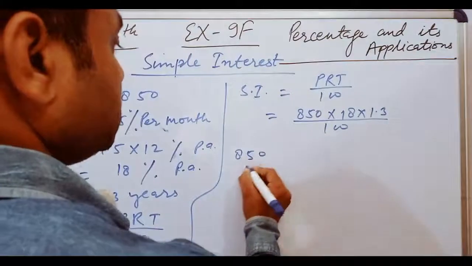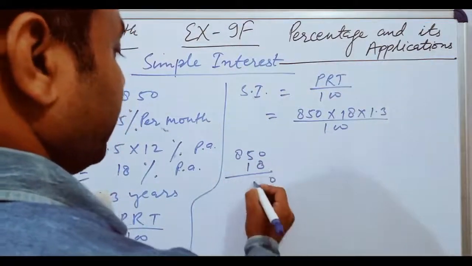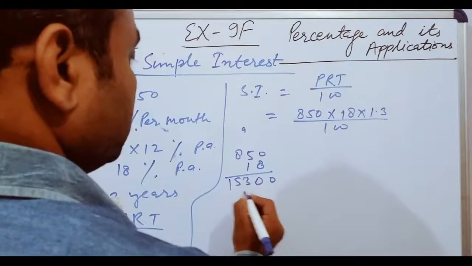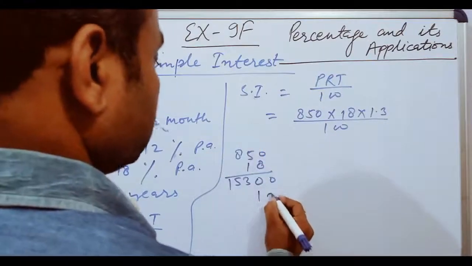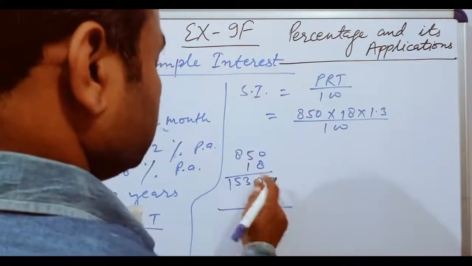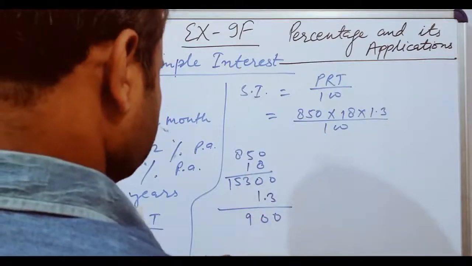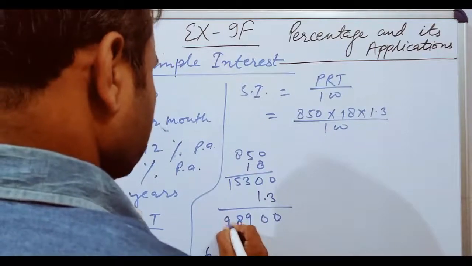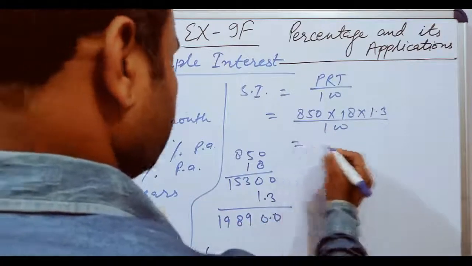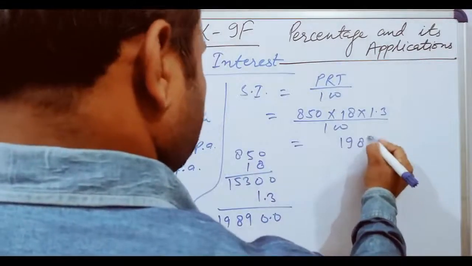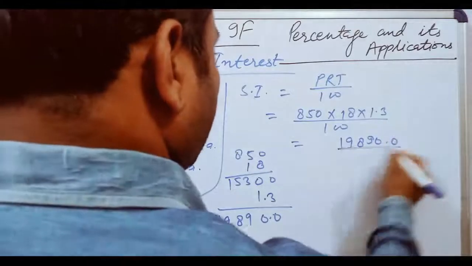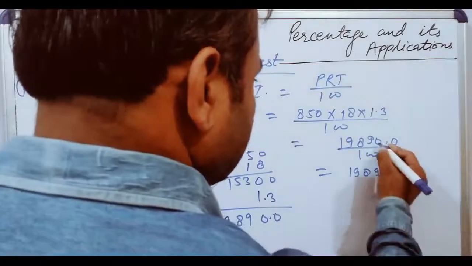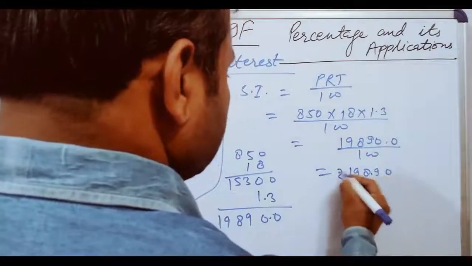Multiply 850 into 18, which gives 15300. Now multiply by 1.3, that is 13 into 15300, which gives 198900. After one digit we put the decimal. Then upon 100, the decimal goes two more digits back. So this is the simple interest, 198.90.